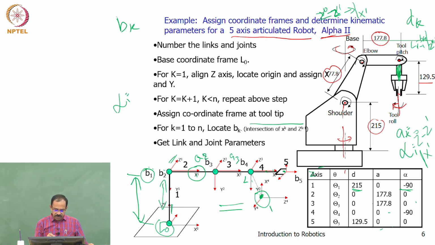And then you will find that D5 is this distance. This is the D5 distance. And alpha is minus 90 and this minus 90, which I already explained how you get. From here Z3 to Z4 with respect to X4 is actually a clockwise rotation of 90 degrees, and therefore you have a minus 90 rotation.